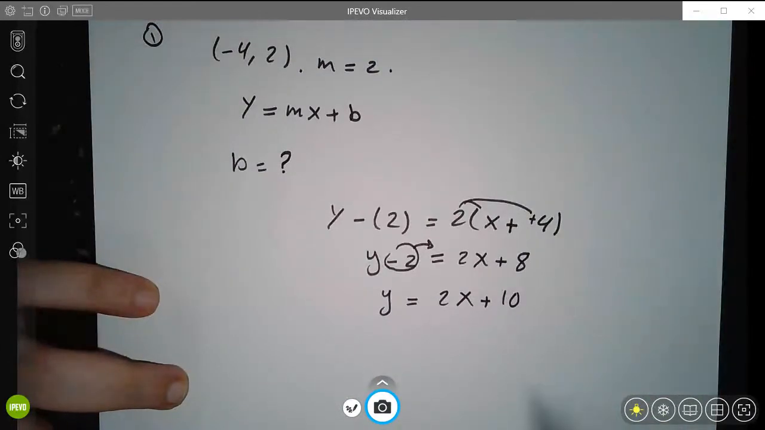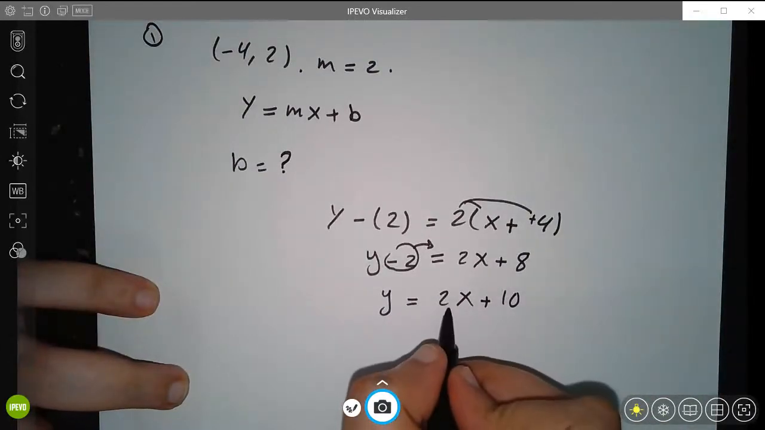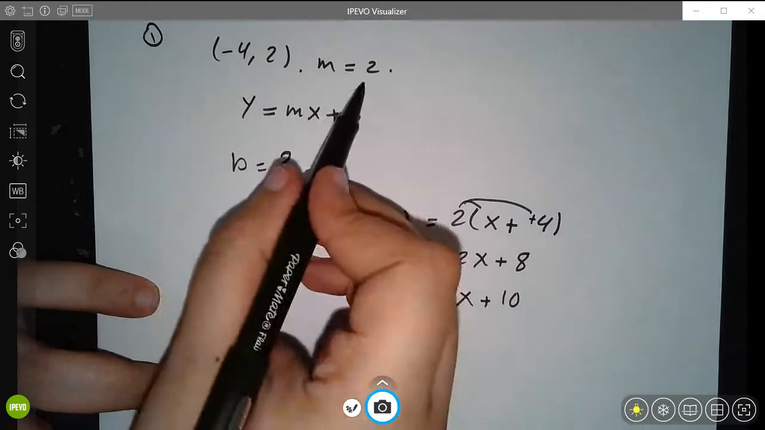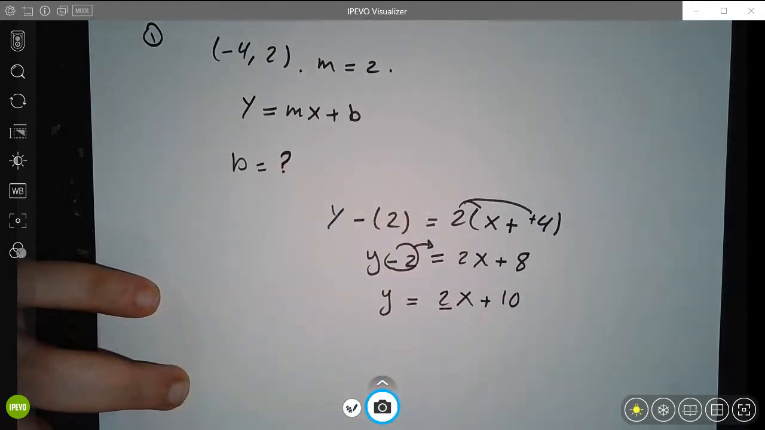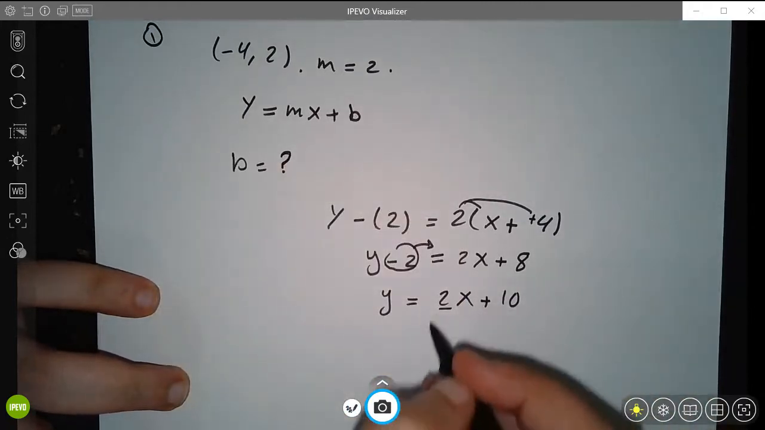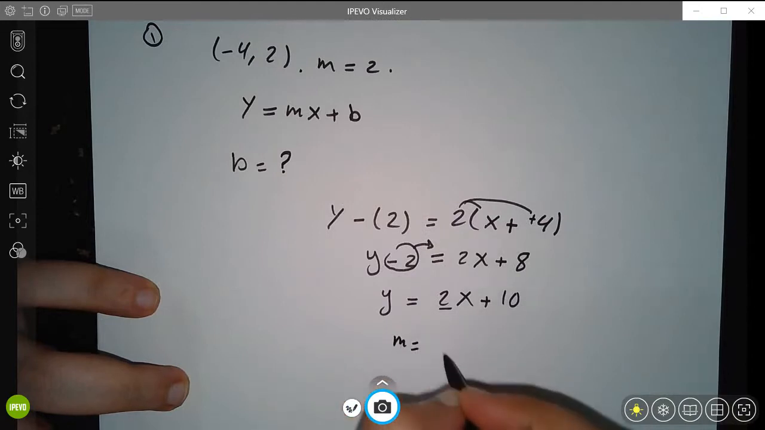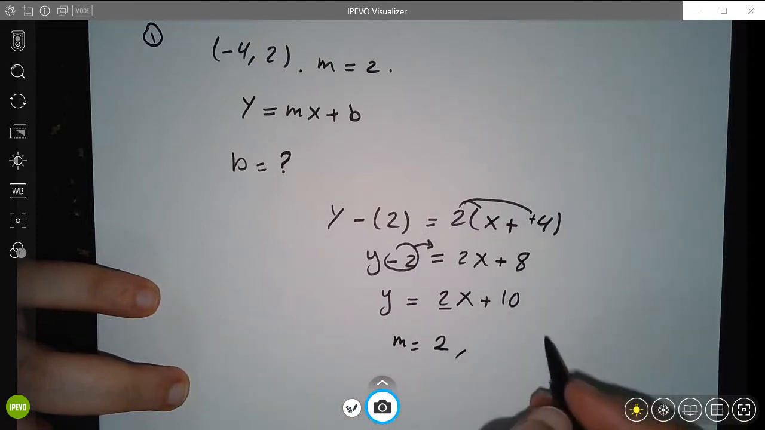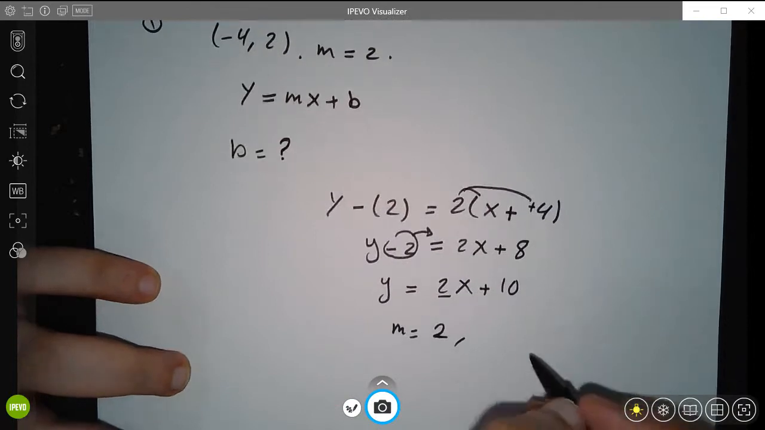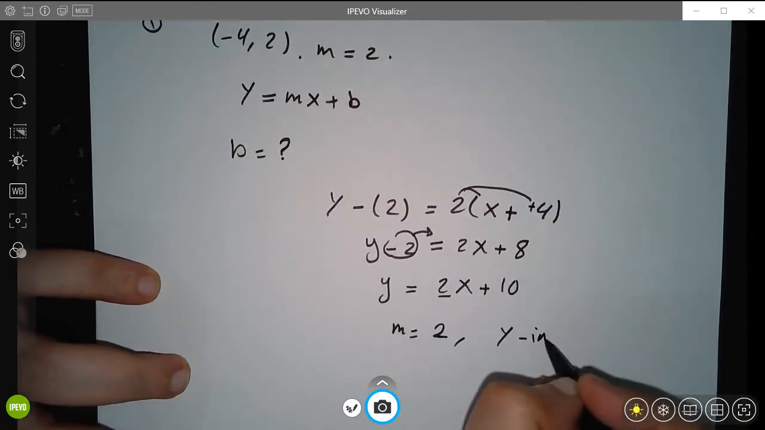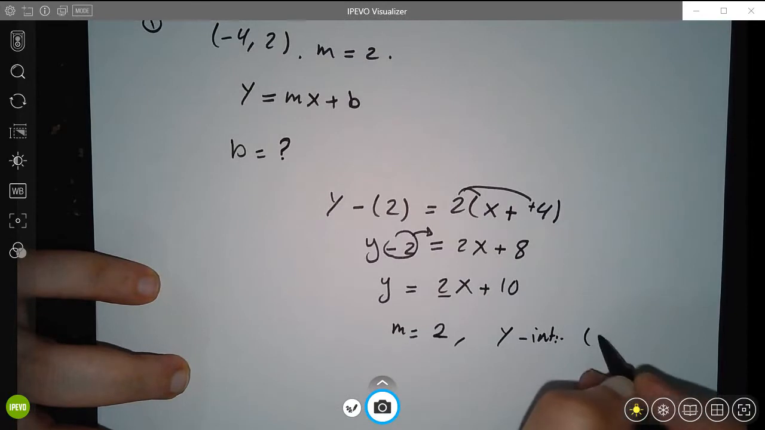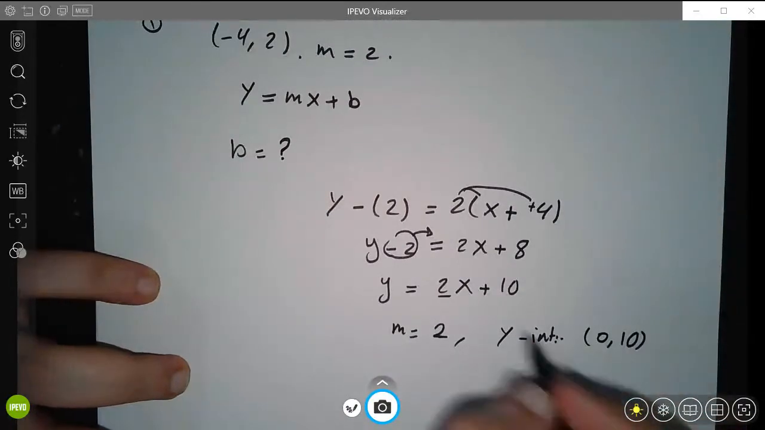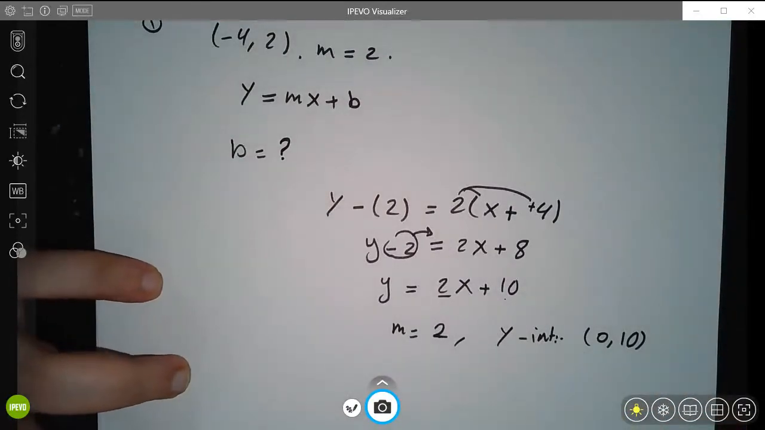We're done. Now notice that the number multiplied by x is what? 2, like we originally wanted. So if I ask you what is the slope, you'll say 2. And if I ask you what is the y-intercept value, the y-intercept is going to be (0, 10), because that's the number you have right here.